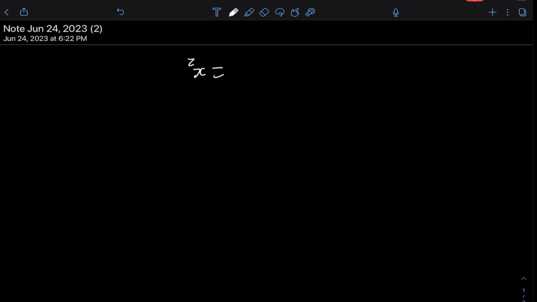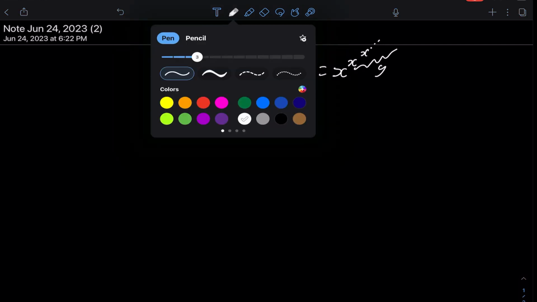And what this actually is, is x to the x, because we can generalize this now and we can say that the yth tetration of x is going to be x to the x to the x dot dot dot, and this is all happening y times. So we can see that this is some crazy kind of exponential-like function that grows crazily fast.